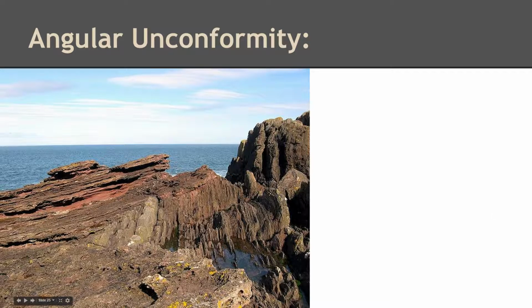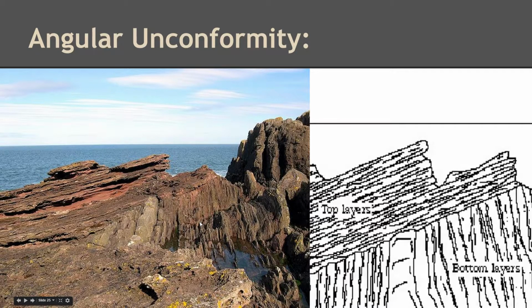So you have horizontal layers going this way, and then you also have vertical layers going this way, and we get this little diagram showing between the top and bottom layers. So there's an angular unconformity that exists right here, and this is what really made him famous, this specific outcrop and how he used it to explain what was actually happening on Earth.